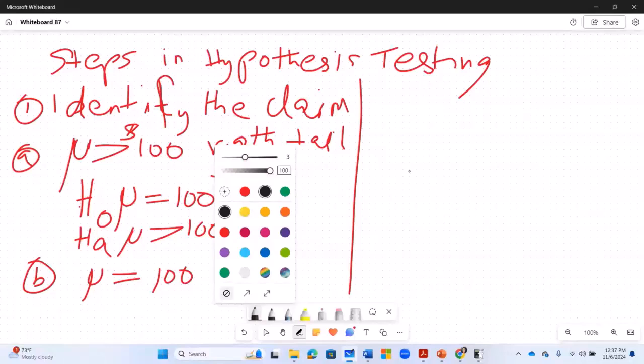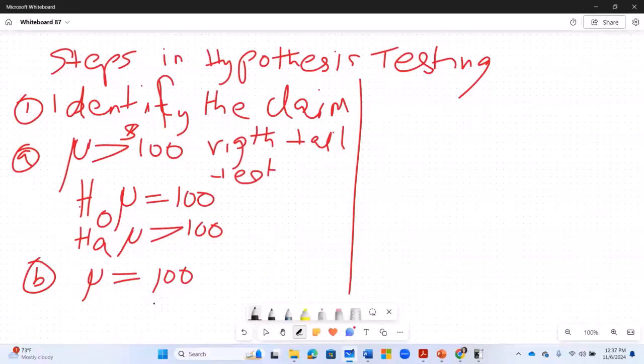I'm going to use black here. So stating the claim in B, I will say that the null hypothesis H0, mu, the status quo, is equal to 100. And the alternative hypothesis, some books write H1, mu is not equal to, because it says the average cost is equal to. So I am using two tails. So here I have 100.